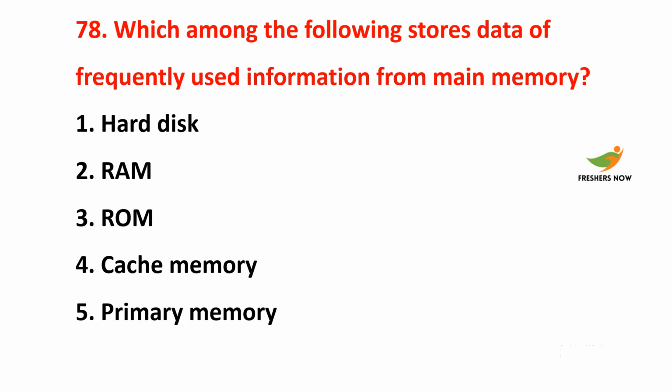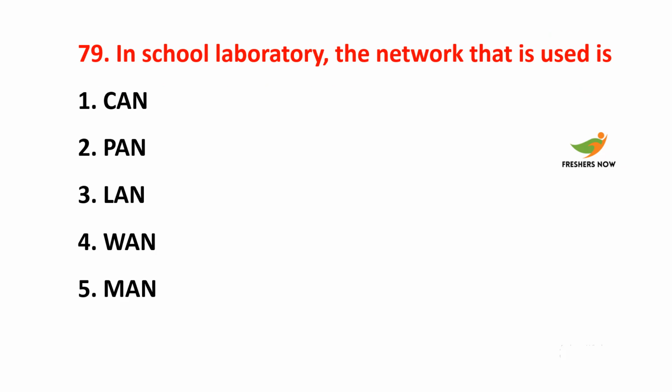78th question. Which among the following stores data of frequently used information from main memory? And the answer is option 4, cache memory. 79th question. In school laboratory, the network that is used is? And the answer is option 3, LAN.